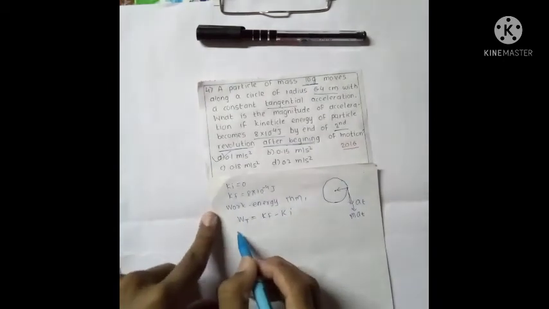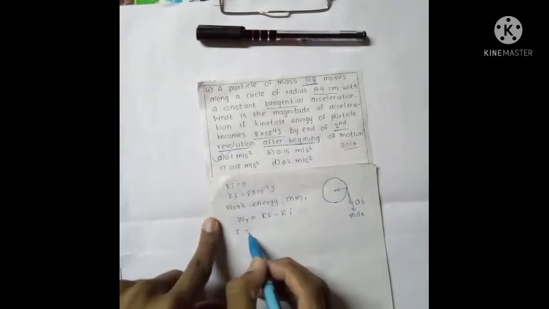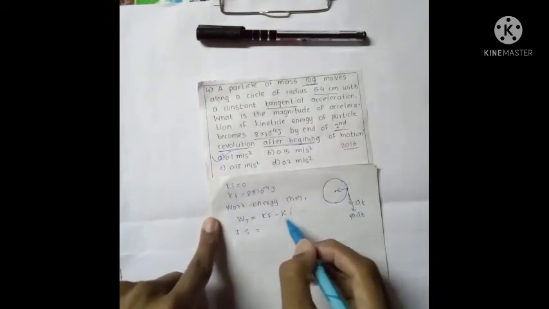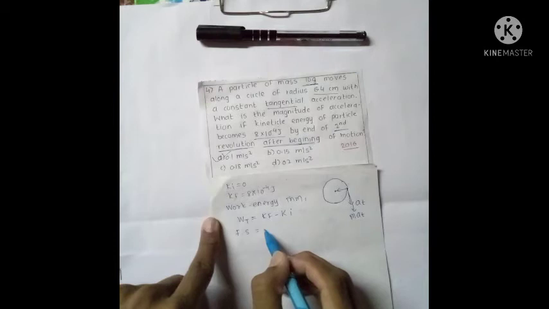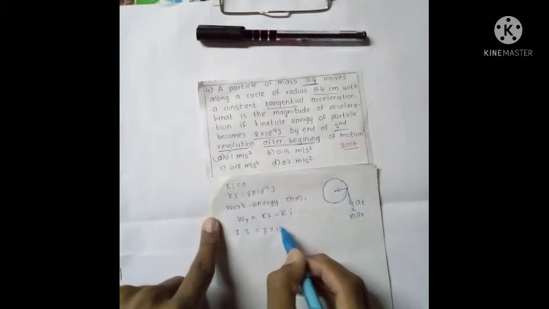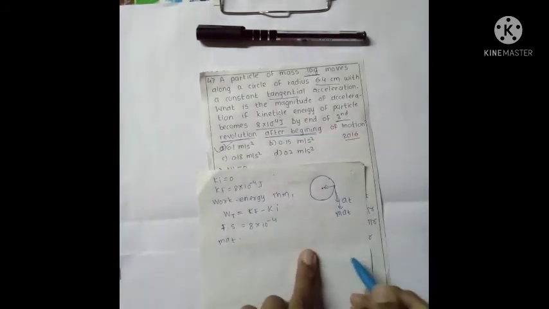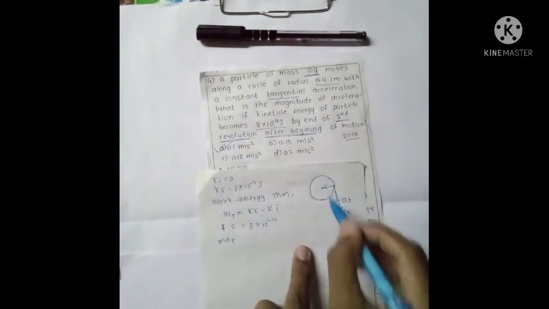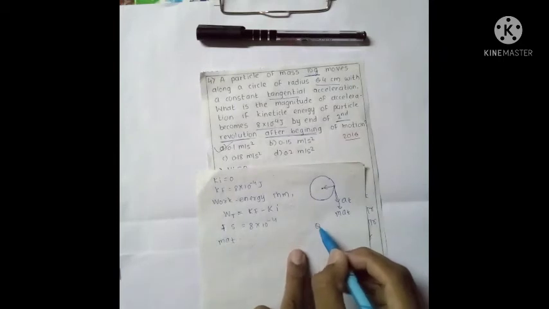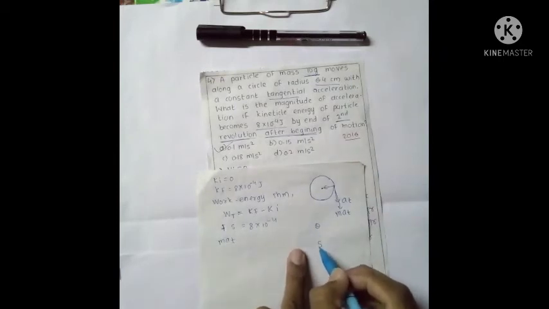Work done is force into displacement. As initial kinetic energy is 0, so final kinetic energy is 8 into 10 to the power minus 4 joule. Force is mass into tangential acceleration. So mass into tangential acceleration into displacement. We have to calculate the displacement. First we have to calculate the angular displacement and then linear displacement.